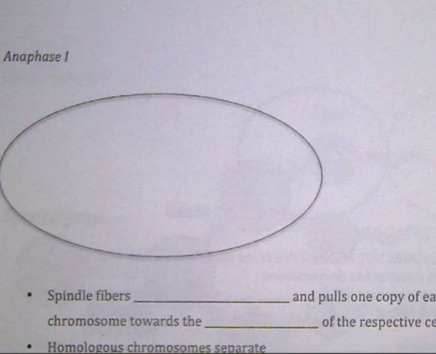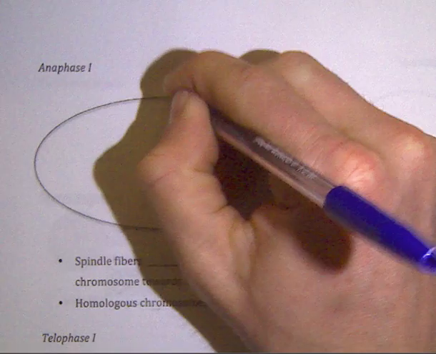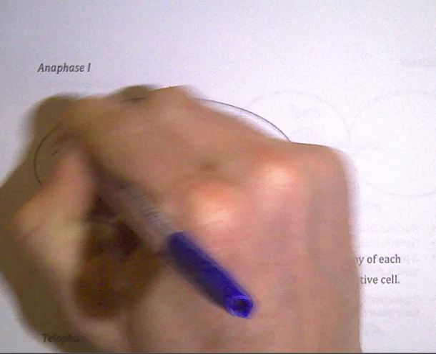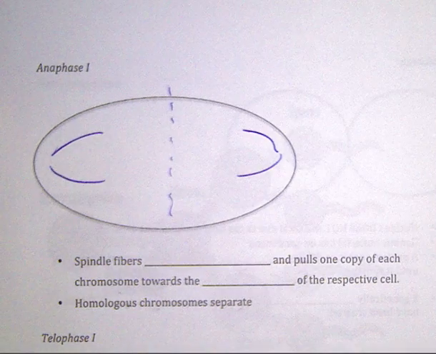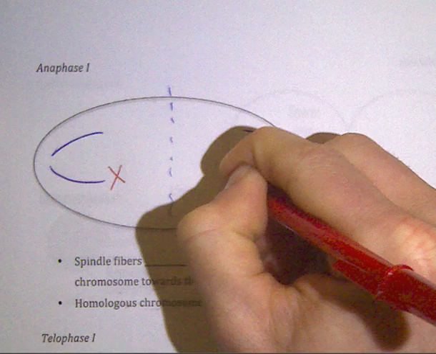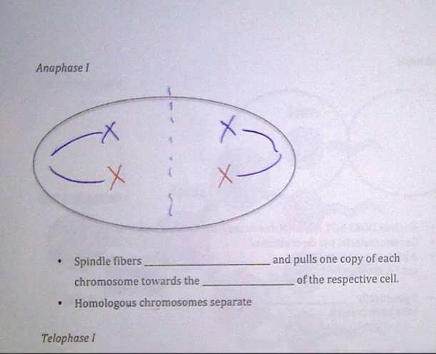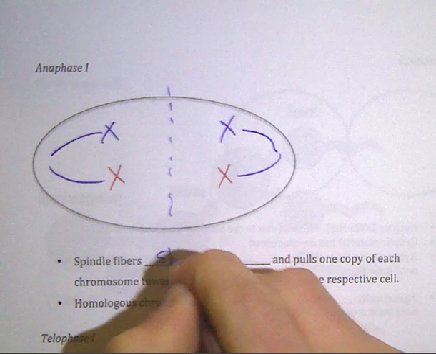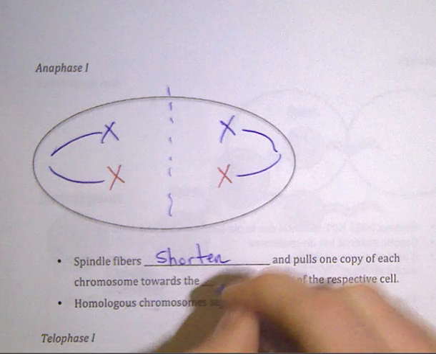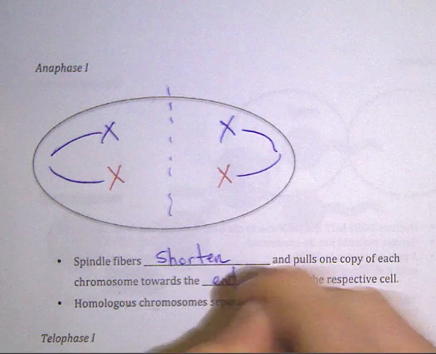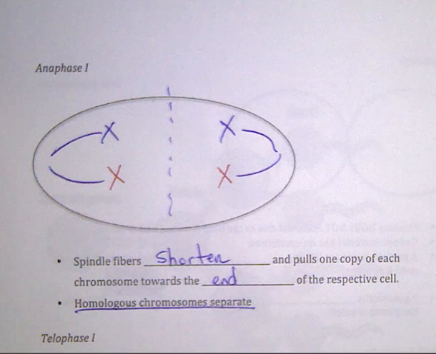The next phase is very similar to what we've seen in mitosis. It's anaphase. My spindle fibers begin to shorten, and my homologous chromosomes are separated from one another. So spindle fibers shorten, and the chromosomes are pulled to the ends of the cell. But here's the key part. My homologous chromosomes are separated.